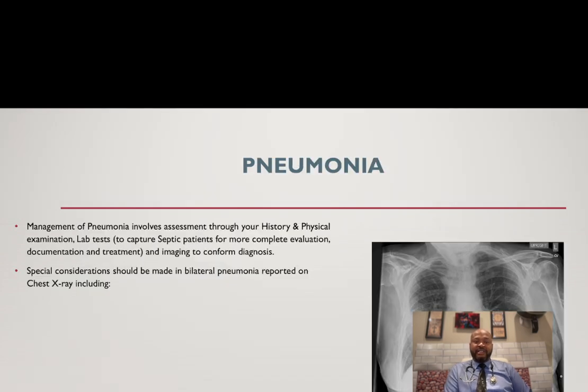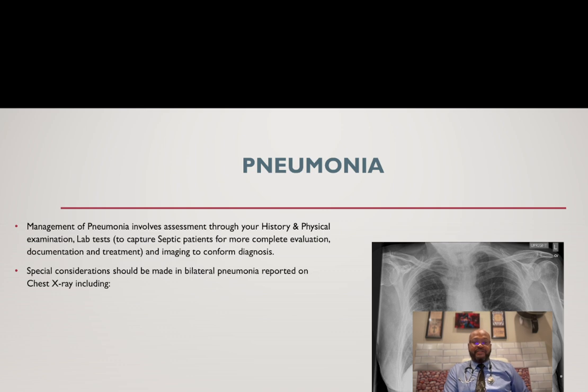So for the pneumonias, I'm going to focus more on situations in bilateral pneumonia. So, of course, to manage pneumonia, you have to take your history, you have to do your examination, your lab tests, you have to do your imaging, and you make the diagnosis. But special considerations should be made in patients with bilateral pneumonia, which you can see when it's reported on the chest x-ray.